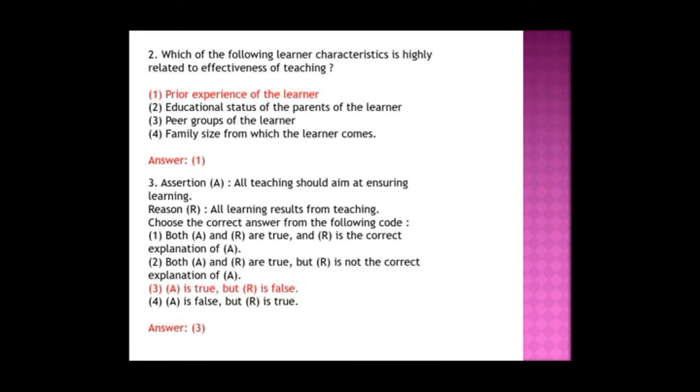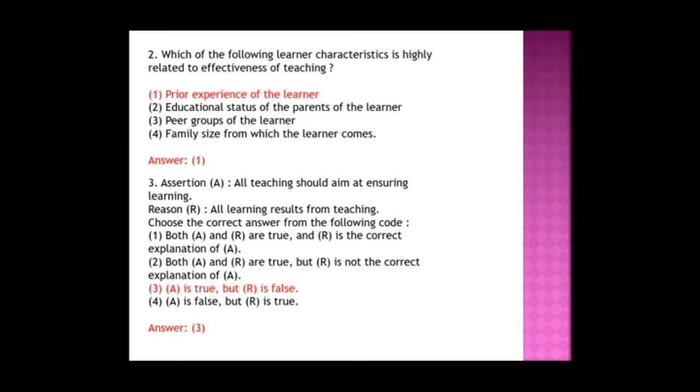And the second question is, which of the following learner characteristics is highly related to effectiveness of teaching? The first one is prior experience of the learner. Second, educational status of the parents of the learner. Third, peer groups of the learner. And fourth, family size from which the learner comes. Here the answer is the first one, prior experience of the learner. If the learner has prior experience, it is good for the teaching purpose, right? So the answer is first.